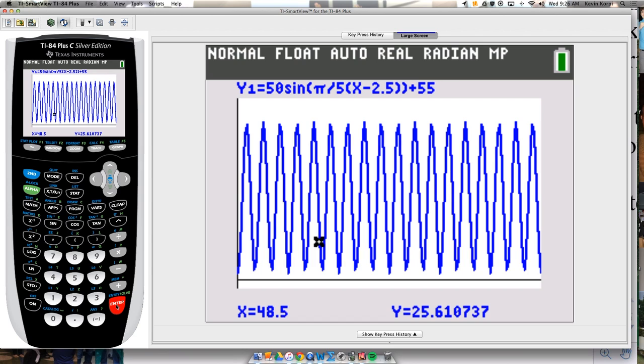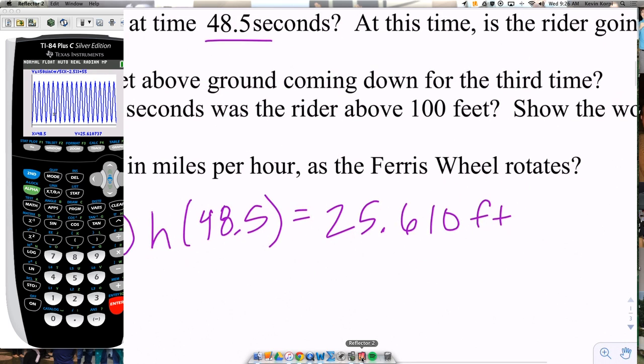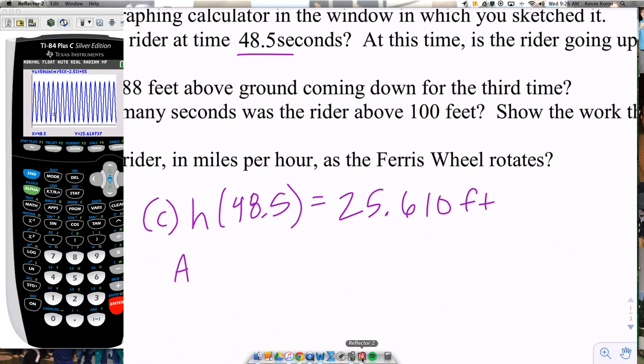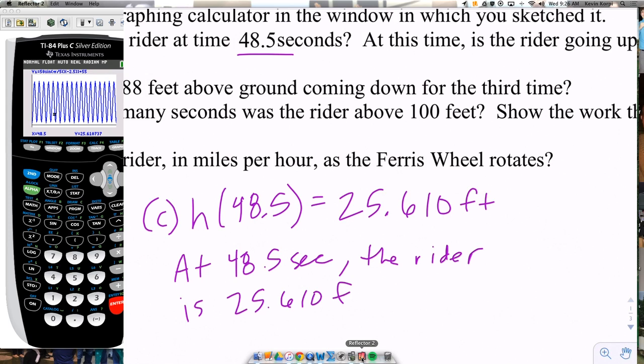Okay? So you would write that on your paper. Here is your numeric answer. So you could say at 48.5 seconds, comma, the rider is 25.610 feet above ground. I guess he's above ground the whole time, heading down.